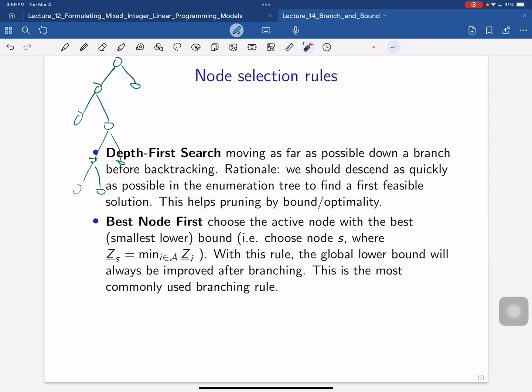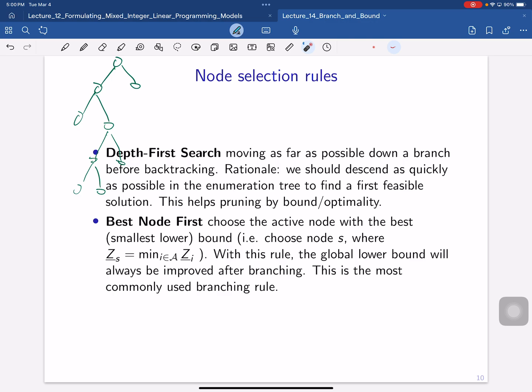Now the other commonly used node selection rule is called best node first. That means among all the active nodes, I'm going to select the node that gives the tightest lower bound. Actually, it depends on how you define tight here. It will pick the node that gives you the minimum lower bound. Remember, the lower bound of the full problem is the minimum of the lower bound over all the active nodes. So if you choose the problem that gives you the smallest lower bound, your global lower bound will always improve.